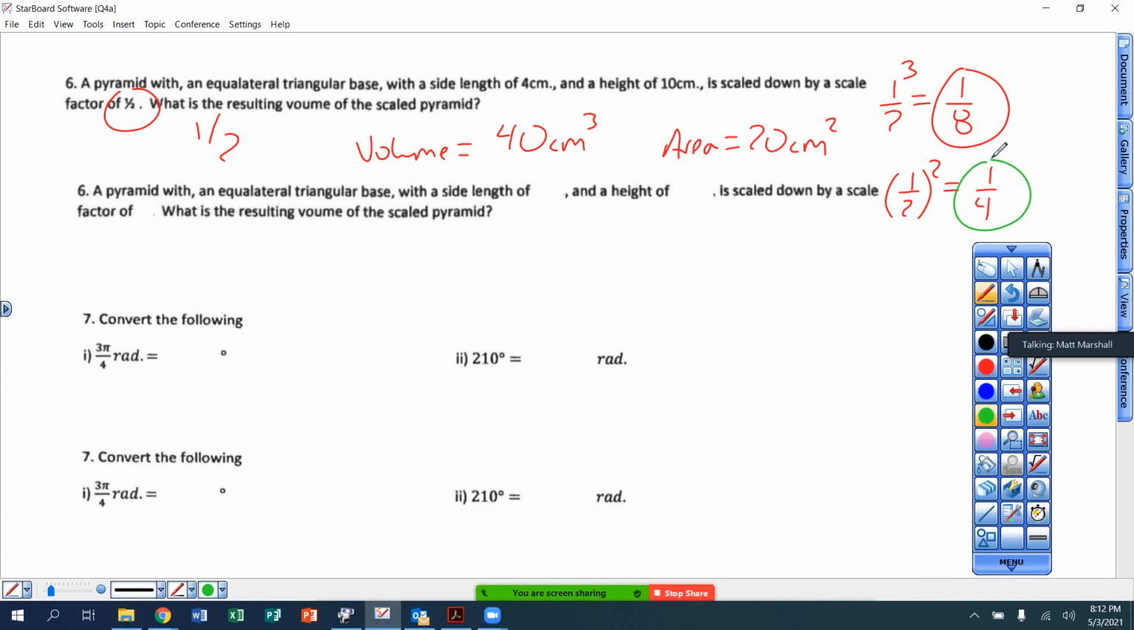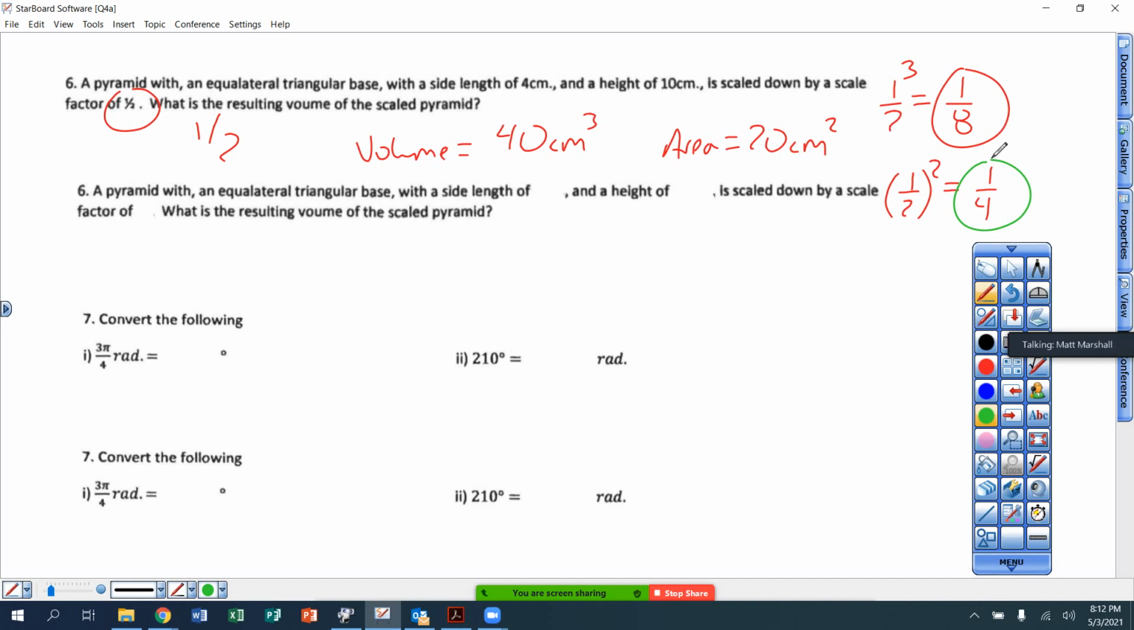So that's the big thing he's trying to get through to you: what to do with your scale factor number. Times it by itself if you're scale factoring in area. Times it by itself 3 times if you're doing scale factor for volume. That's a big thing I've got to make sure you understand tonight.